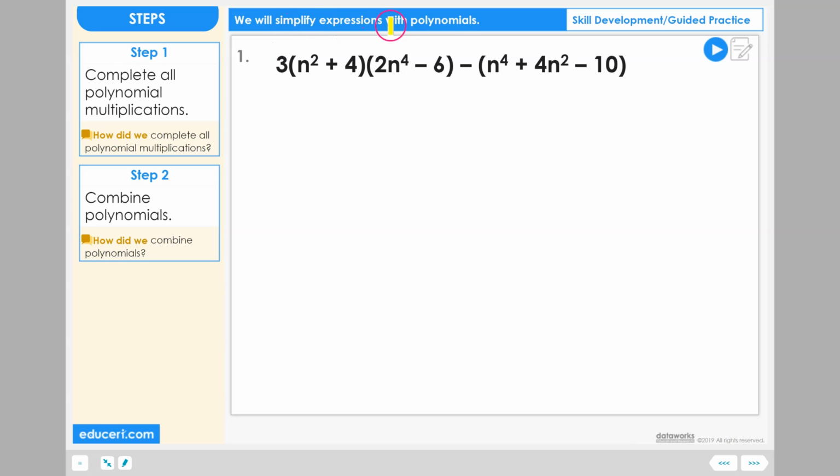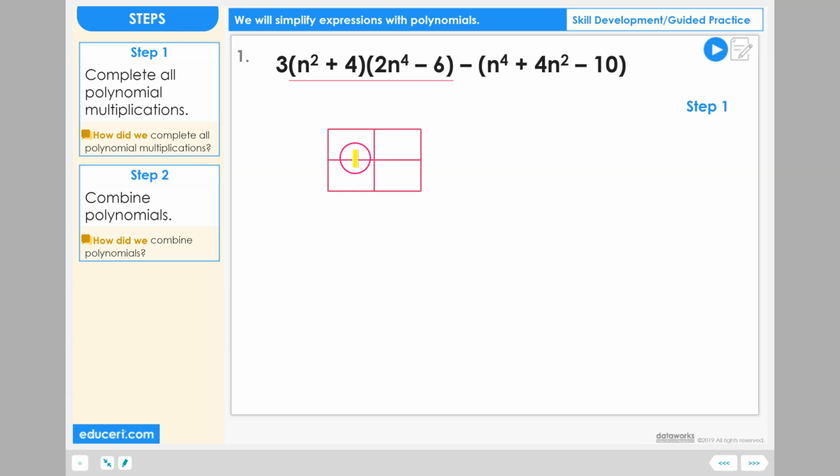Let's simplify expressions with polynomials. Problem number 1. Step 1. Complete all polynomial multiplications. The first polynomial multiplication I will complete is the quantity n squared plus 4 times the quantity 2n to the 4th power minus 6.